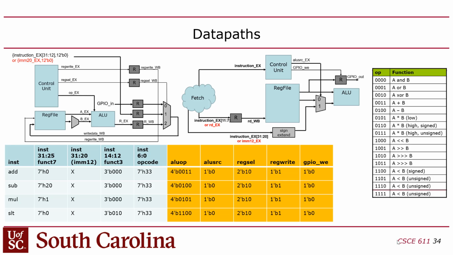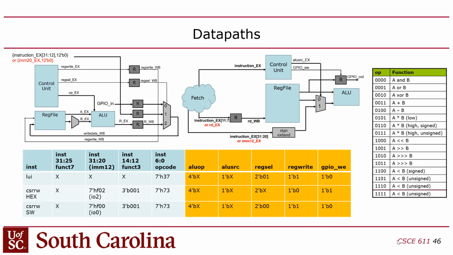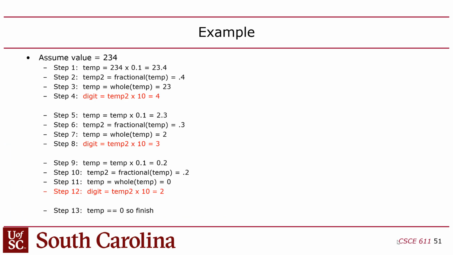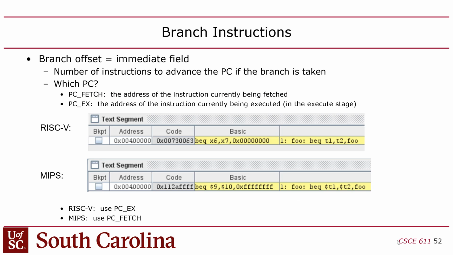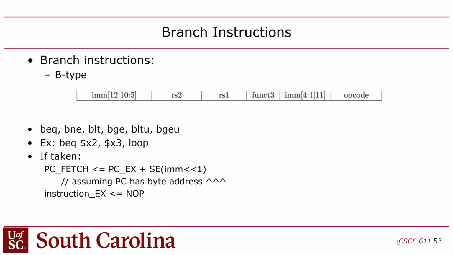So last lecture we covered the branch and jump instructions. I think I got through it all, but I'll just quickly go over this to make sure everyone's clear on this. So we have branch and jump instructions. Branches are conditional, jumps are not.